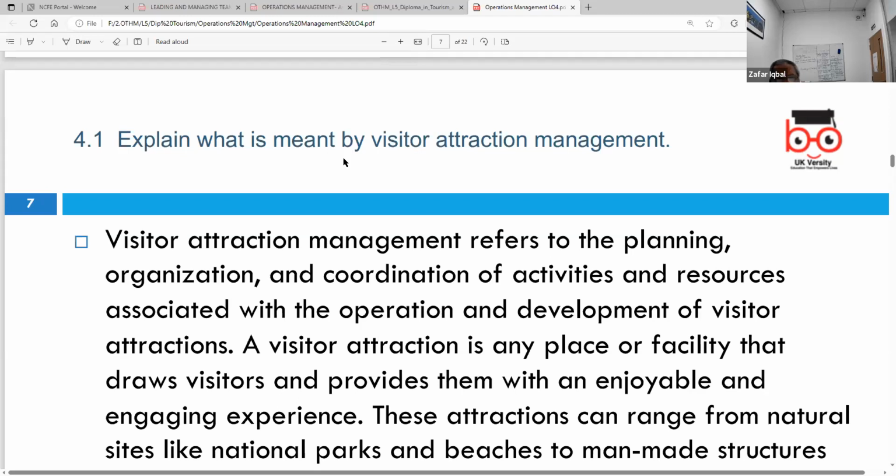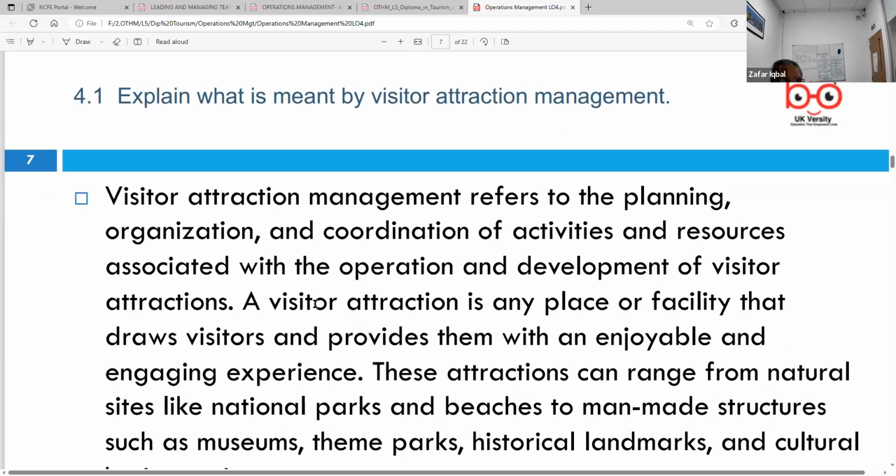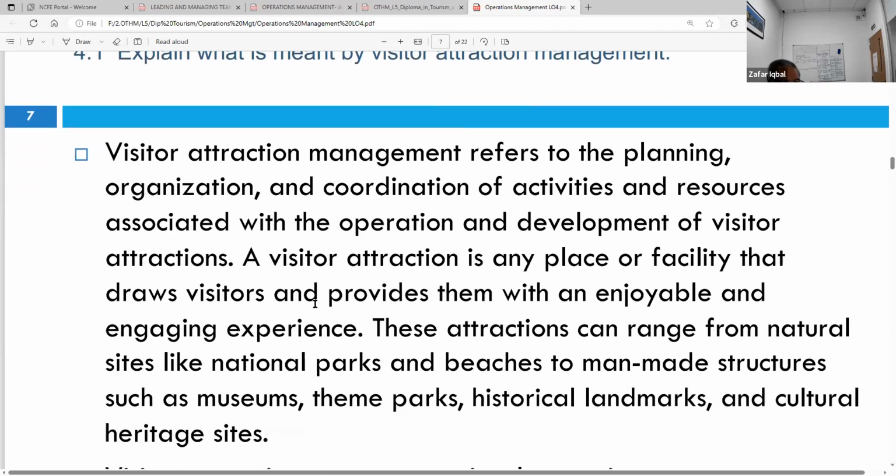So what do you think we mean by visitor attraction management? What does it involve? No idea? Okay, no problem. The word management means managing, planning, looking after things in an organized way.